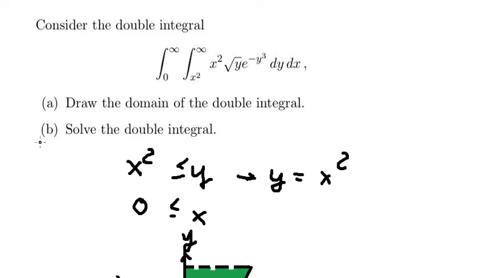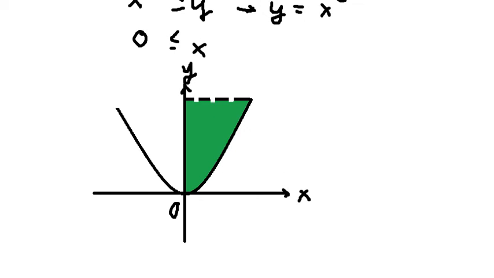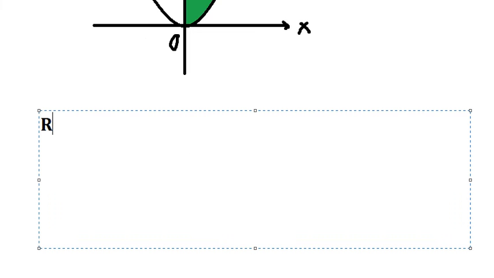Now let's go to this one. We need to find the double integral. We can see that for the integration of this dy, we don't have the formula to calculate it. So we need to reverse the order here.